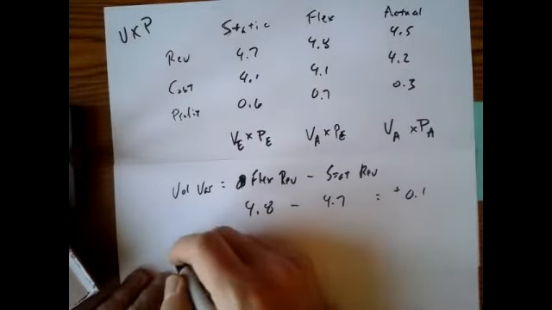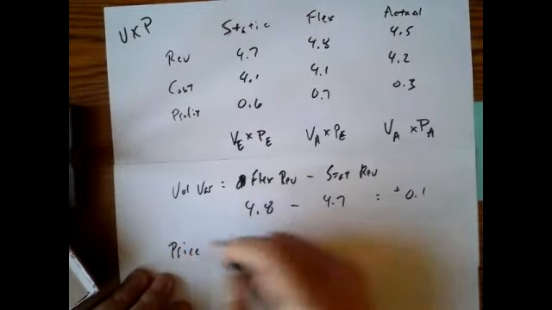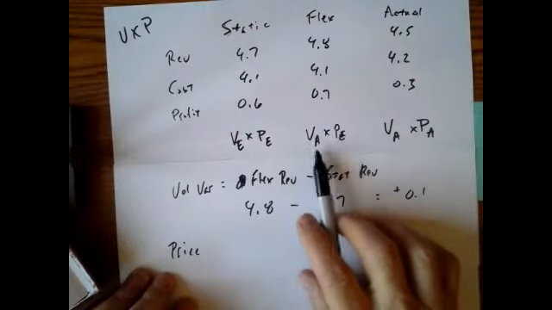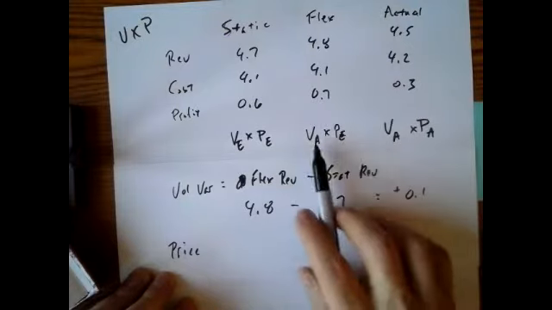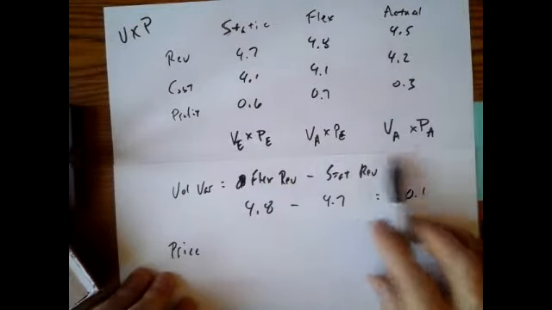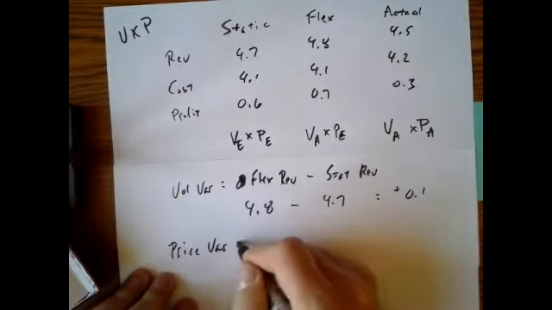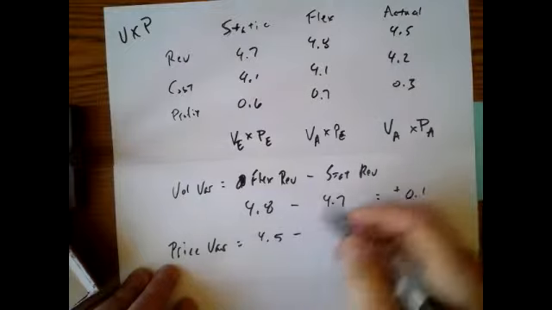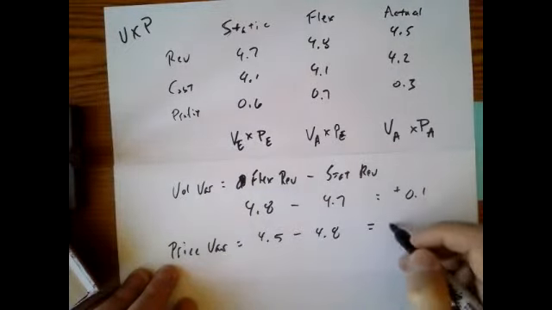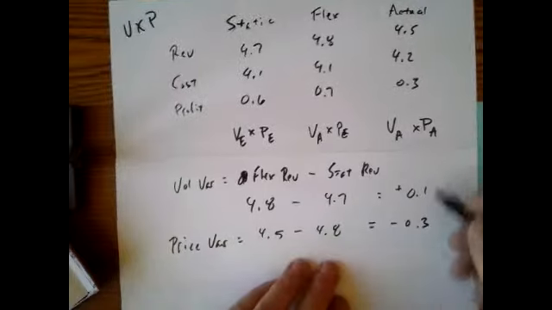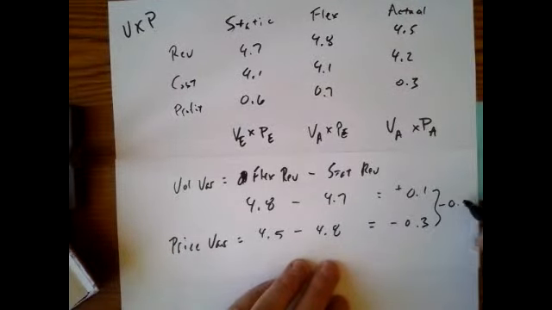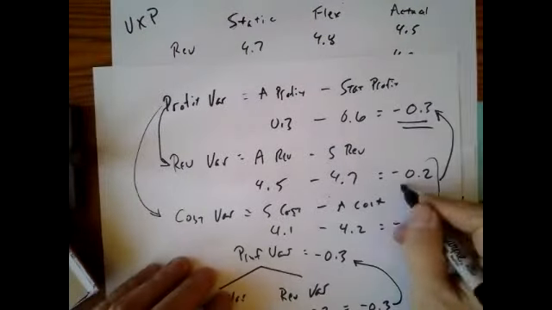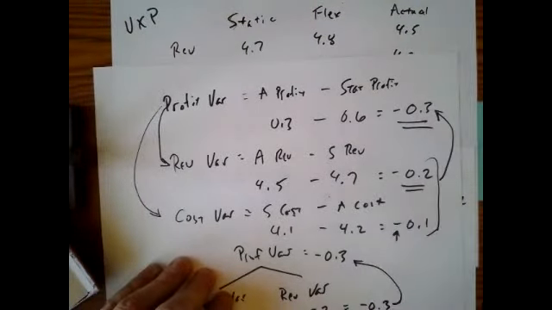So for price variance, we're going to be looking for where volume is held constant and price varies. So you have constant volume between flex and actual, but changes in price here. So price variance is 4.5 minus 4.8, which gives us minus 0.3. And when we add those together, we get minus 0.2, which, as we just said, was the revenue variance that we calculated earlier.